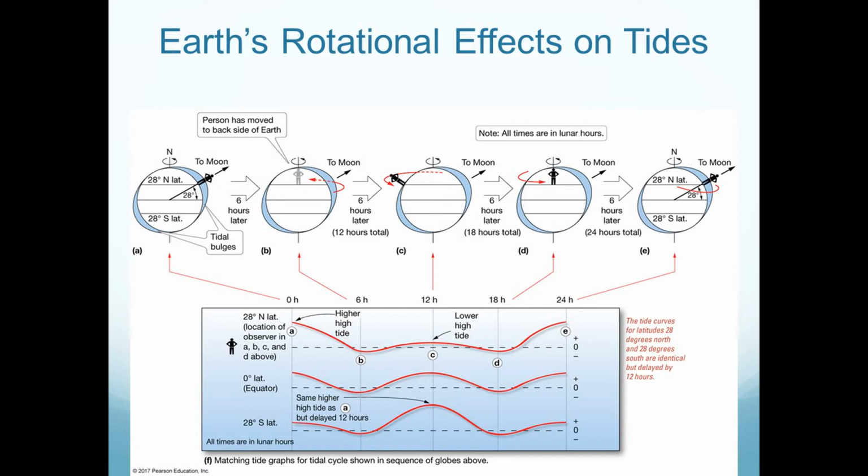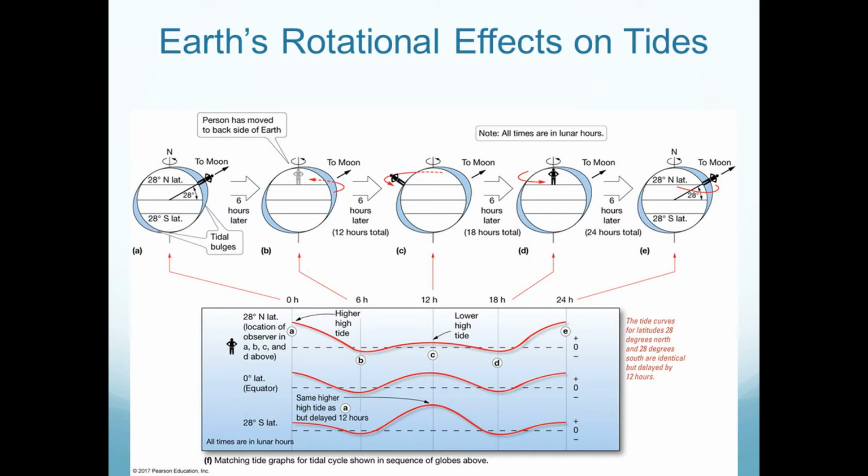And then he continues to rotate, and you can see at point C, he is now at the edge of a tidal bulge. So you can see the tide goes up just a little bit, but not that much. And then he continues to rotate. So at point D, he's back to a low tide. And then at point E, he returns back to the high tide point. And that's all within a 24-hour period.